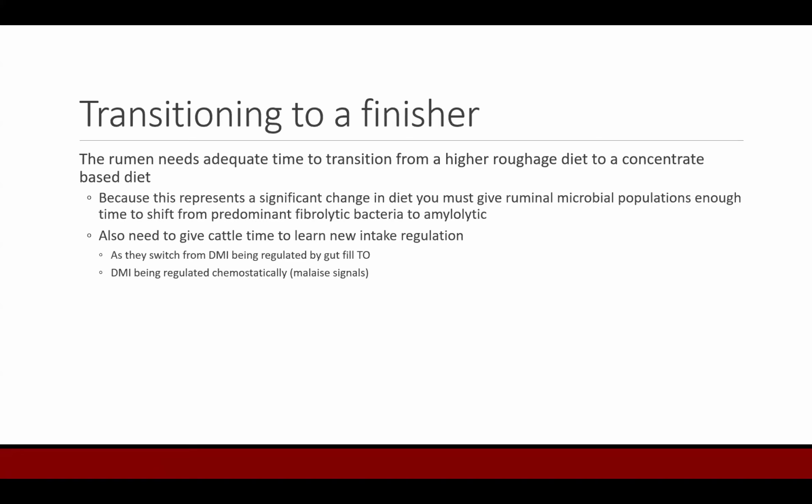But we know there's this switch from a high roughage diet, where they're mechanically stimulated so just gut fill makes them stop eating, to this chemostatic regulation. So if we did a rapid switch from a high roughage diet to a high concentrate diet, and they didn't have time to learn this new intake regulation, we'd be setting them up for failure. We'd have a lot more gorging, a lot more ruminal problems. So there are really two reasons we need to transition to a finisher diet: allow microbes to transition and allow the host animal to transition. Remember that.